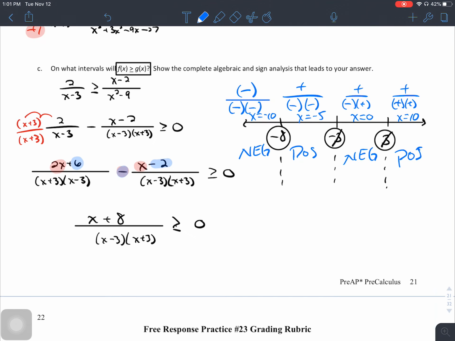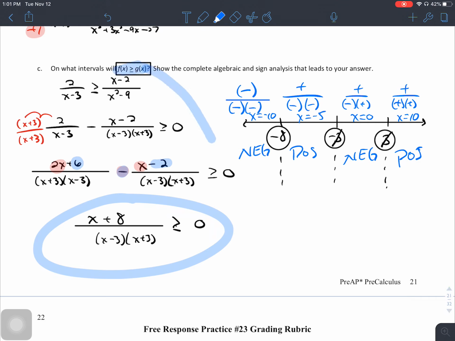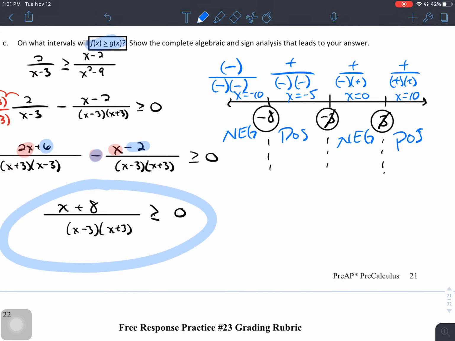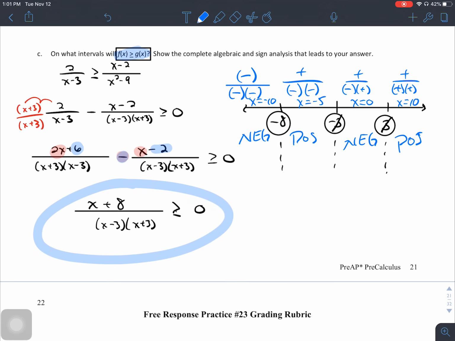So what is the answer? We want to know this right here, which is coming from this. When is it greater than or equal to 0? So it's greater than or equal to 0 when it's positive or equal to 0. Well, it's equal to 0. Well, let me make sure I'm writing down the question and the answer.